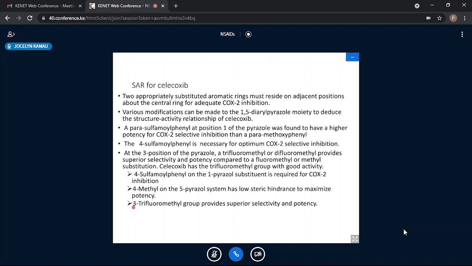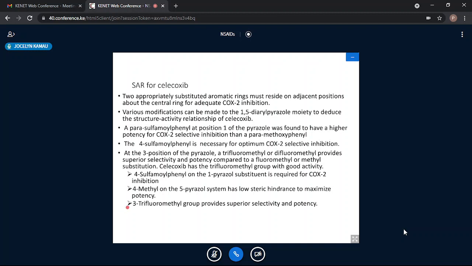Then the other substituents, as we have said again, the 4-methyl on the 5-pyrazole system has low steric hindrance to maximize potency. Again, if you look at where it joins the pyrazole ring, there's a second ring. We could call that double prime because we have to be able to number, although I'm not putting them here. When you number, because you need to know those positions, you can give the central ring, which is a pyrazole, the numbering without the prime. The one carrying the sulfamoyl group, we can call it the 1', and the other one double prime.